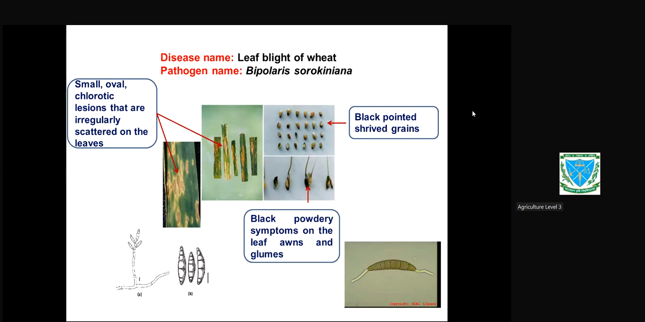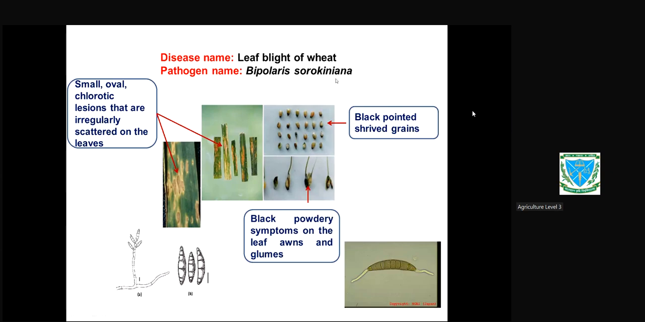So you see here small oval chlorotic lesions usually scatteredly appear on the older leaves. এই হুইট গাছে বা গম গাছের নিচের দিকে, সিজনের শেষের দিকে বা একটু আর্লিতেও হতে পারে, নিচের দিকের যে ওল্ডার লিফগুলি, সেই লিফগুলিতে তুমি স্মল ওভাল ক্লোরোটিক লেশনস নোটিস করবা। You can notice on the leaves, especially on the older leaves.